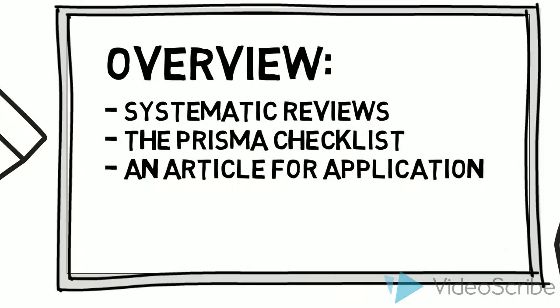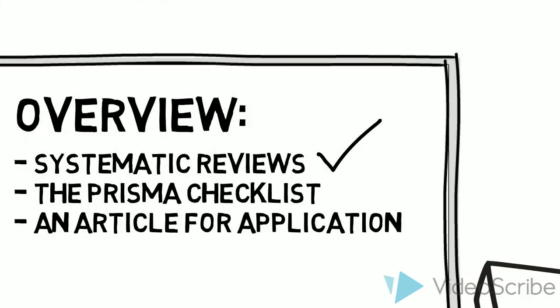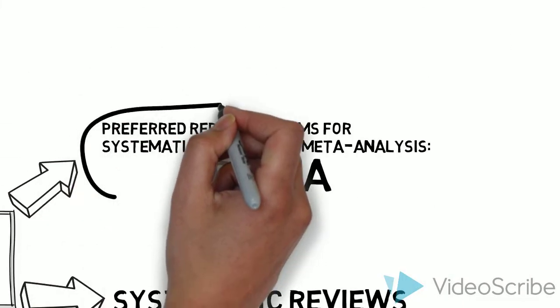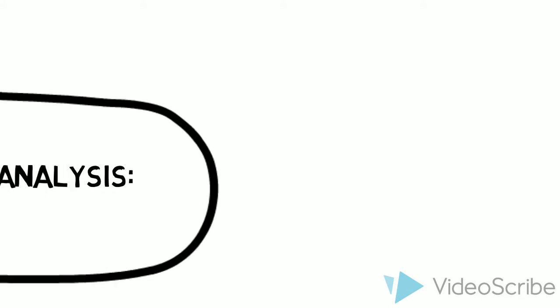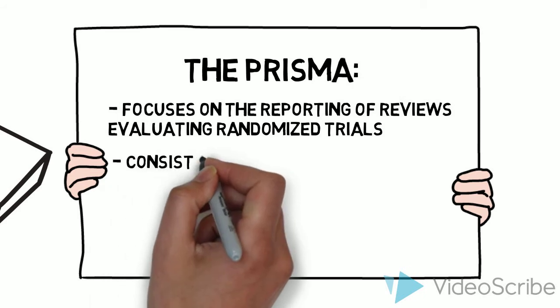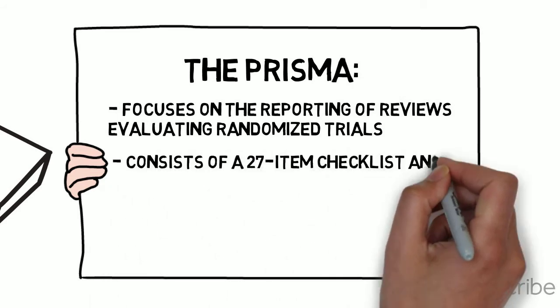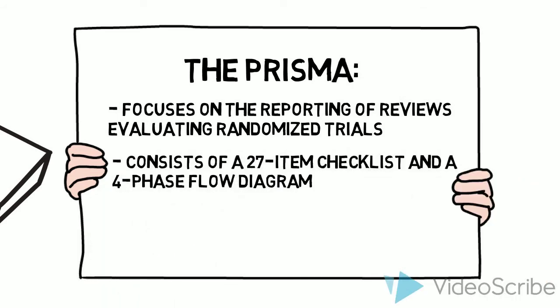Now that we've learned what a systematic review is, let's check out a critical appraisal tool for systematic reviews: the Preferred Reporting Items for Systematic Reviews and Meta-Analyses, also known as the Prisma for short. The Prisma focuses on the reporting of reviews and consists of a 27-item checklist and a 4-phase flow diagram, which are deemed necessary for transparency when performing a systematic review.